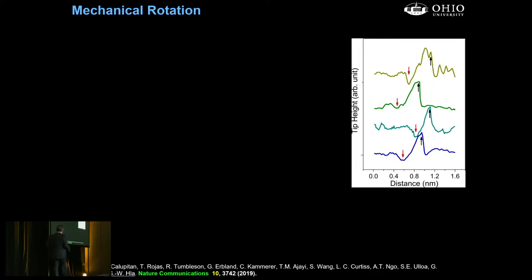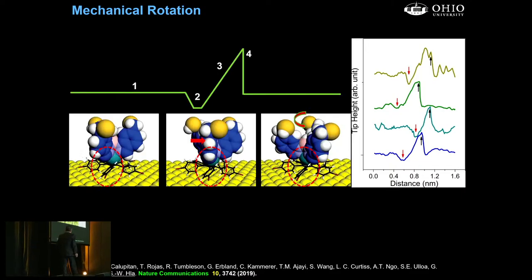So what you are seeing is the tip height signal as a function of the lateral distance of the tip movement. Immediately, you will notice that although there is a lot of noise, there are dips I show with the red arrows here, and there are peaks I show with the black arrows here. And then there's an abrupt change. How do we understand that?